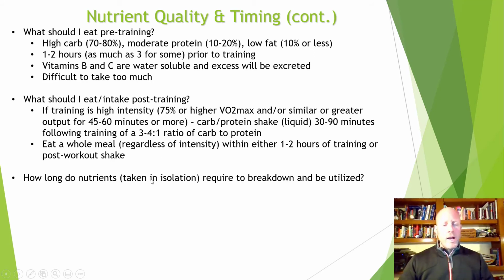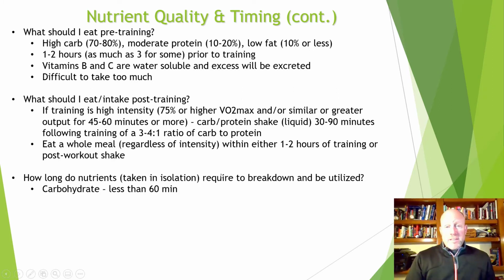Okay. How long do nutrients taken in isolation require to break down to be utilized? This is a good question. Carb, less than 60 minutes. So if you eat carbohydrates that are low on the glycemic index, closer to 0, you can't have 0, that'd be nothing, but away from 100, which is pure glucose, like some sweet potatoes, yams, quinoa, and some oats, they may actually have a really low 20 to 40 glycemic index rating, whereby it will burn at a much slower rate and can give you energy for a longer period.